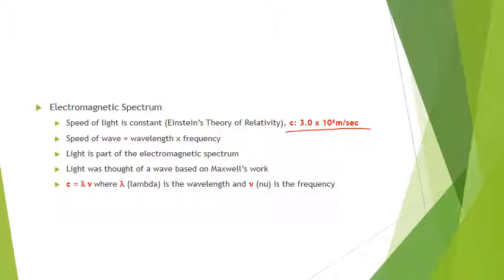The light that we see is part of the electromagnetic spectrum. The electromagnetic spectrum also includes X-rays, microwaves, ultraviolet rays, infrared, and so forth. And we'll see that in a little bit. And like I said, light was thought to be a wave based on Maxwell's work. And so what you have is this equation here: the speed of light is equal to its wavelength, lambda, times its frequency.